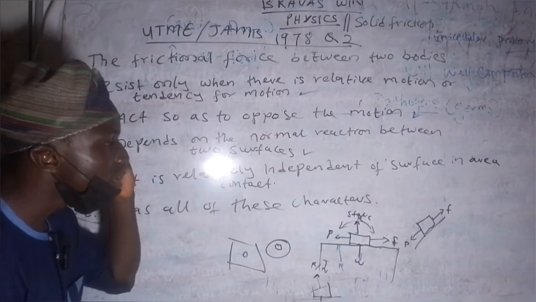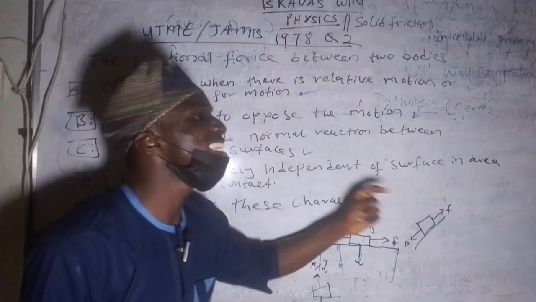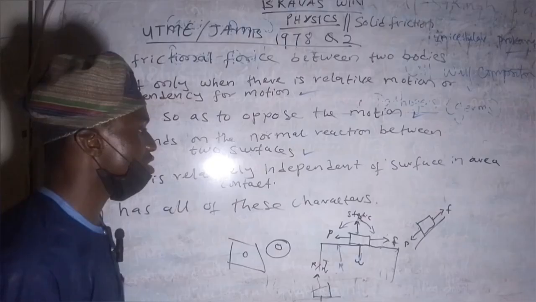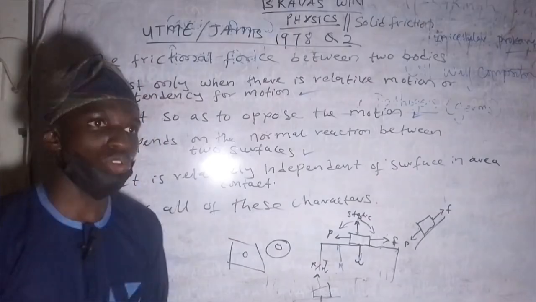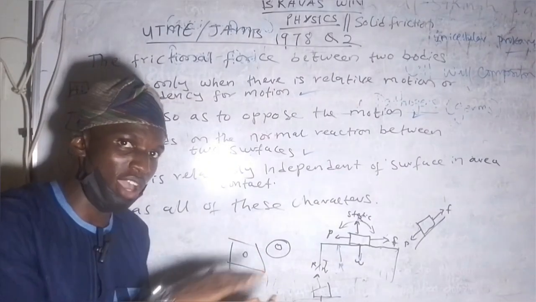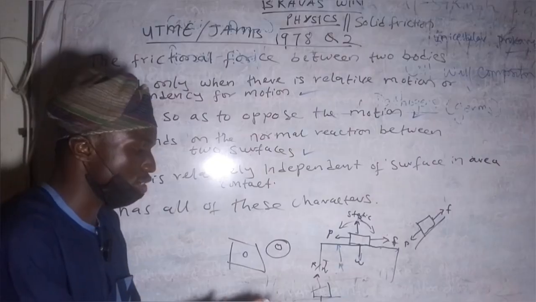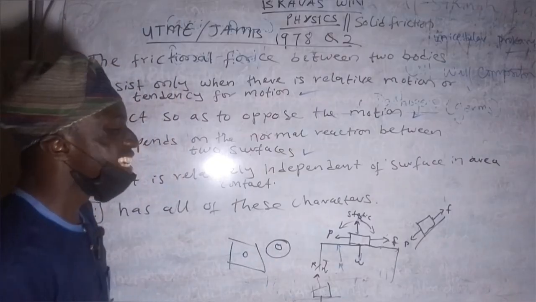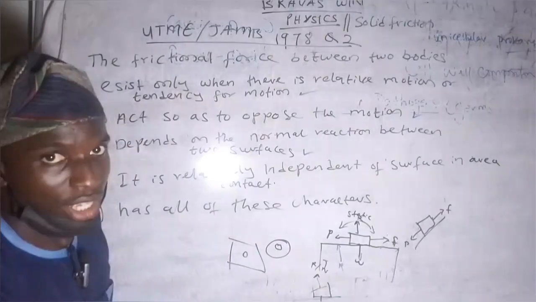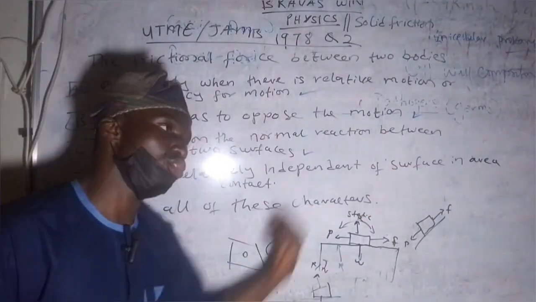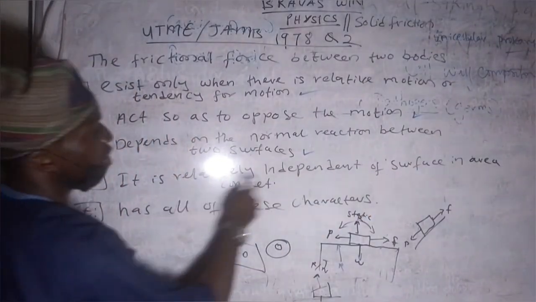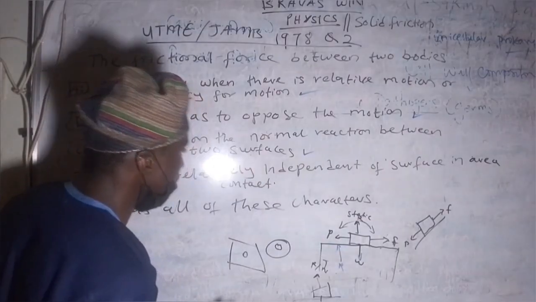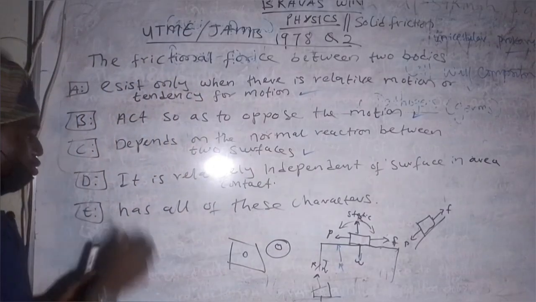But please know this: it depends on the nature of the surface. When I'm talking of nature of surface, it can be smooth surface or rough surface. A smooth surface will have reduced friction, but a rough surface will have higher friction. So it depends on the nature of the surface, not the area of the surface. Please note that one. So this one is correct.